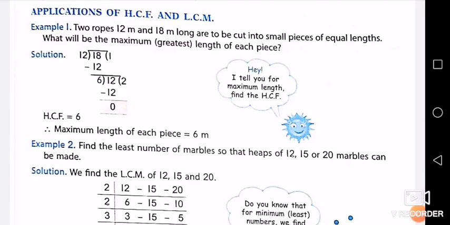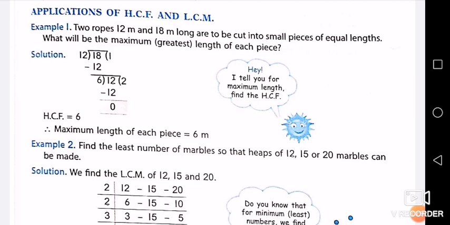Good morning, children. As you all know, yesterday we started applications of HCF and LCM, and we saw a few examples of HCF and LCM. After those examples, we started the exercise from our book. Along with that, we saw the keywords which will help you find out whether you are supposed to find HCF or LCM.